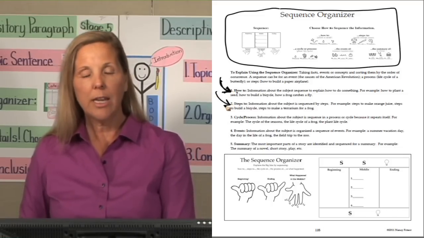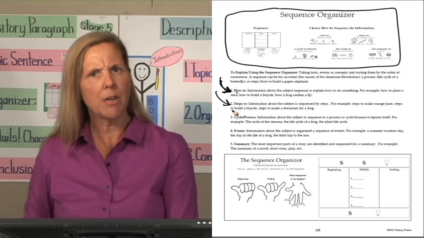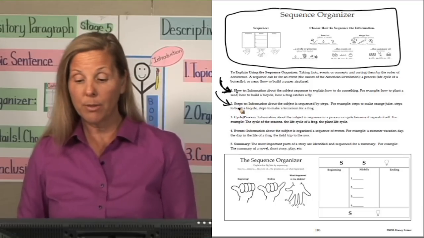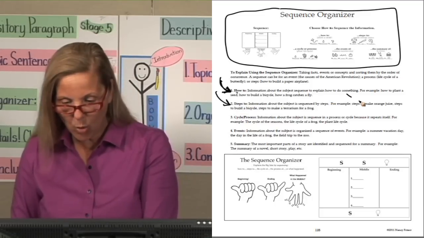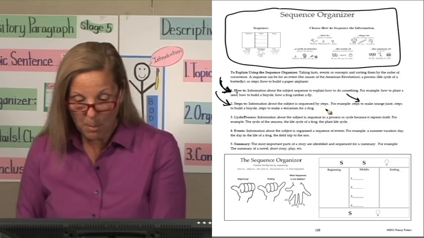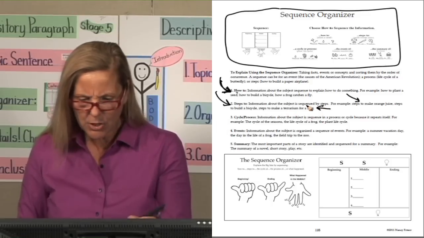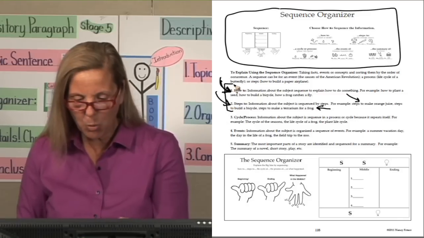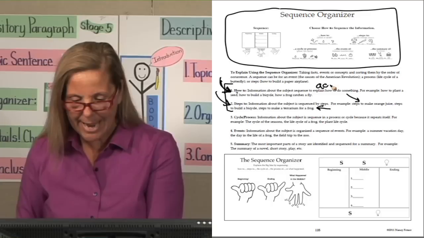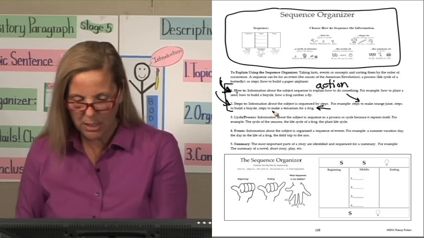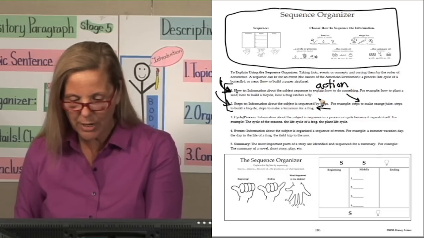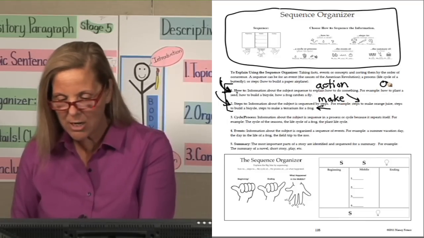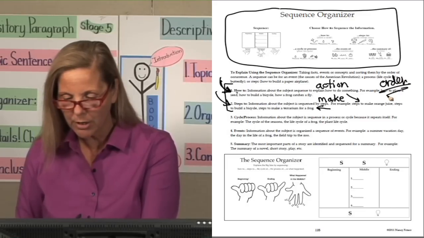Number 2 can almost be an overlap of number 1, and that is the steps. For instance, the steps to build a bicycle, the steps to make orange juice, the steps to make an aquarium. So if you notice, number 1 and 2 are very similar. Number 1 is mostly about an action, how to do something, while number 2 is when you're actually going to make something. But they both need the information put in order.